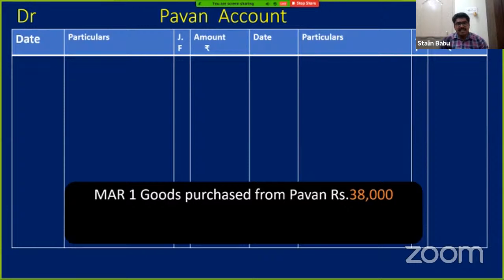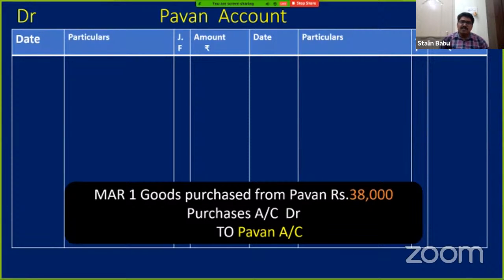It is a credit transaction. So what is coming into the business? Goods, that is purchase, is an expenditure. What is the journal entry? Purchase account debit to Pawan account.